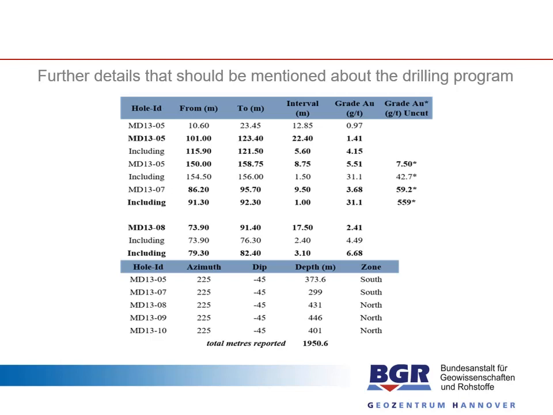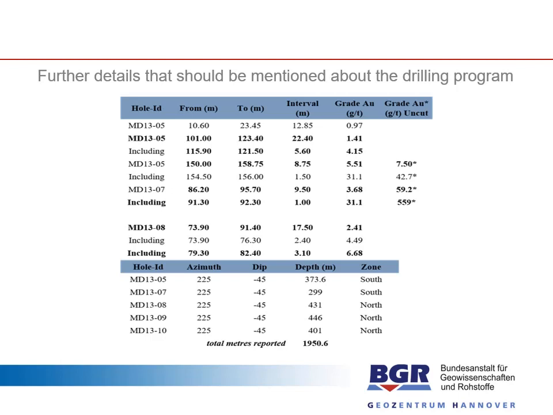So still possible for open pit mining, but if you don't have gold above, you will have a very high waste to ore ratio, for example. So these are also very important figures that should be mentioned. Additionally, you can see the azimuth and the dip of the drill holes on the bottom of the slide, and the complete meters that are reported, and also in which gold or exploration zone you are. These are all important figures that should be kept in mind.